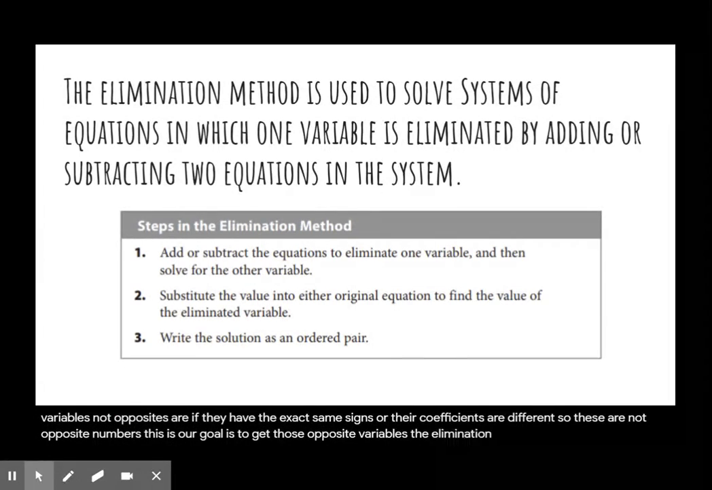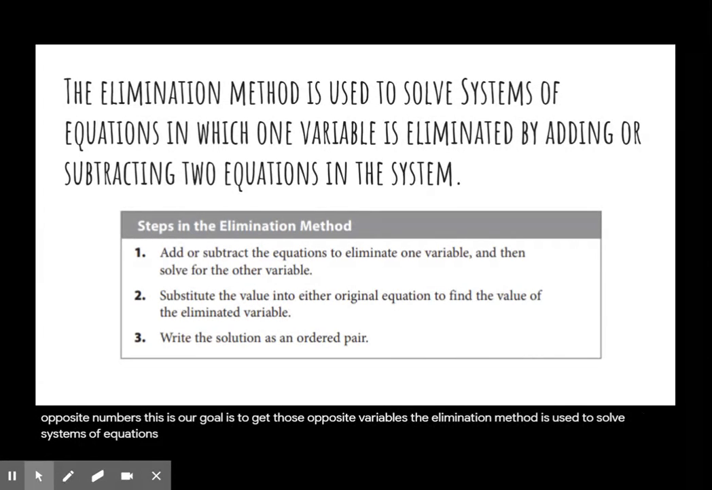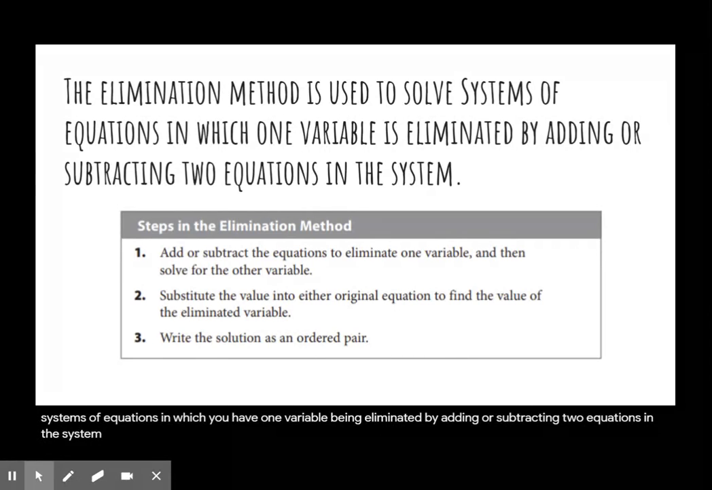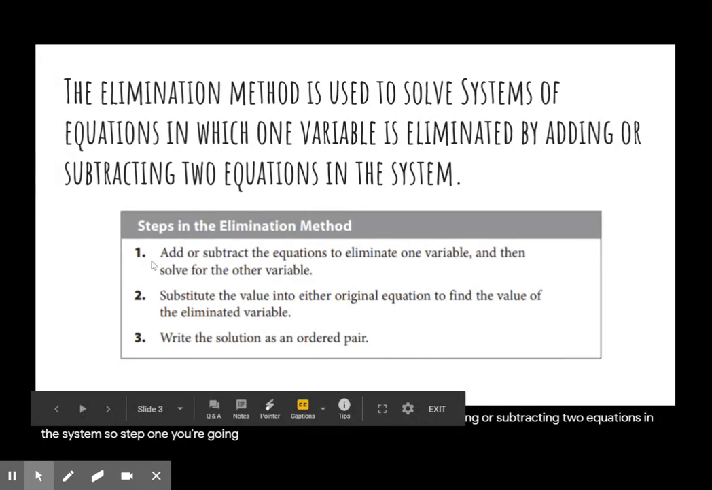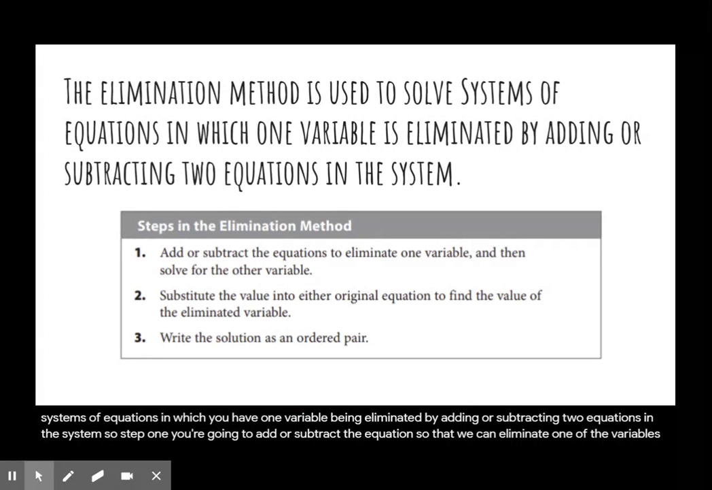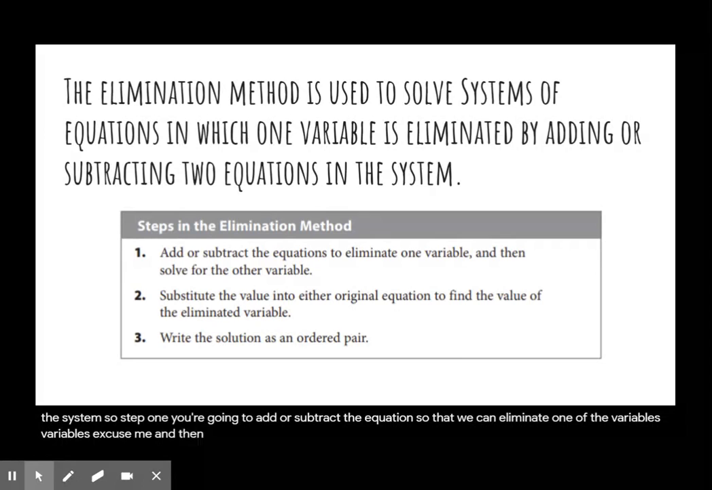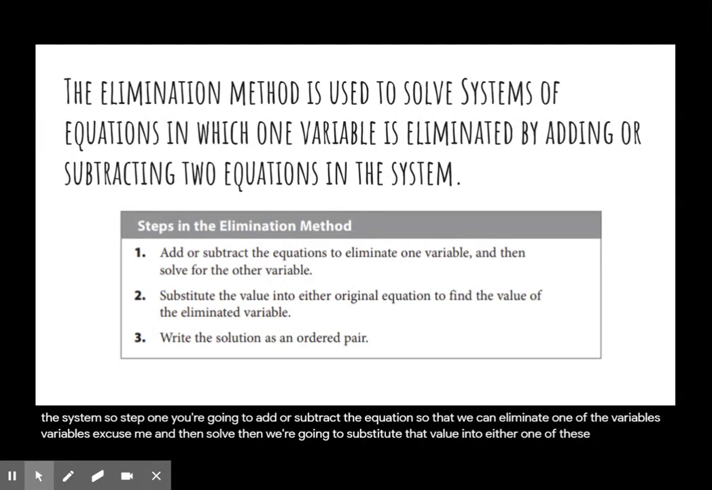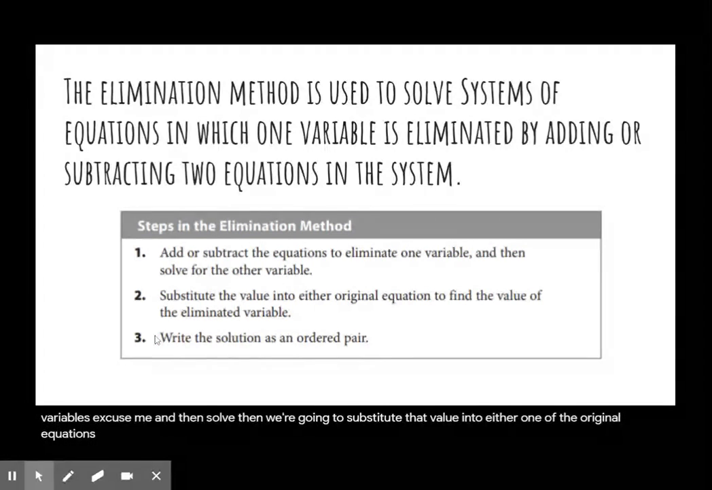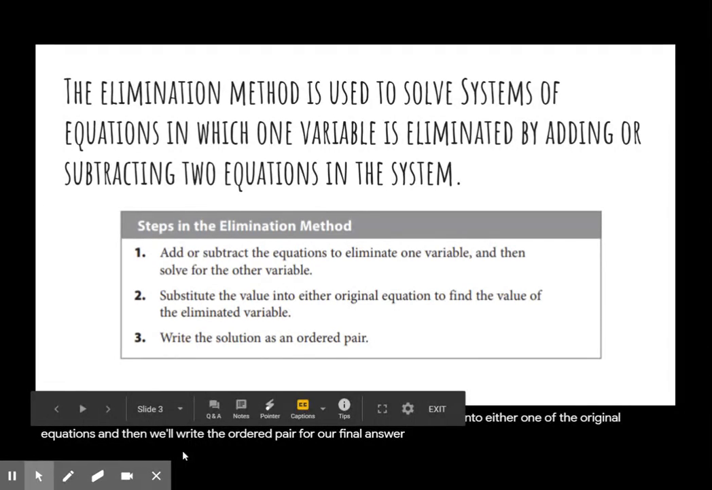The elimination method is used to solve systems of equations in which you have one variable being eliminated by adding or subtracting two equations in the system. So step one, you're going to add or subtract the equations so that we can eliminate one of the variables, and then solve. Then we're going to substitute that value into either one of the original equations. And then we'll write the ordered pair for our final answer. Let's take a look at the first example.